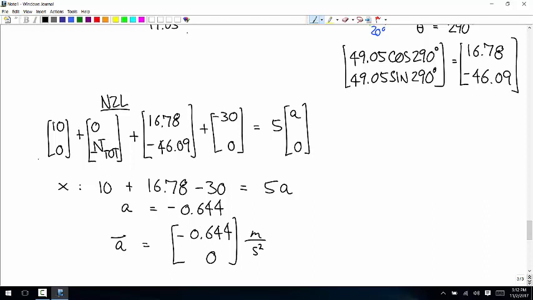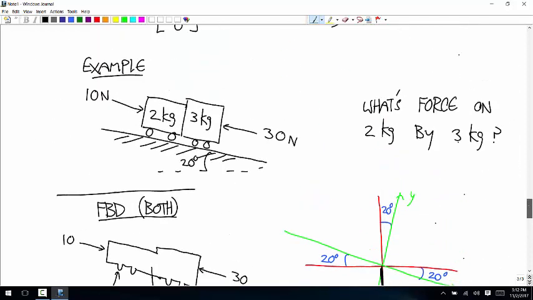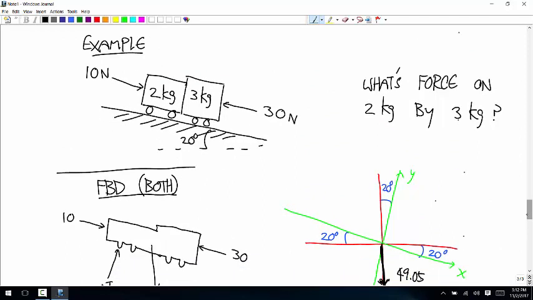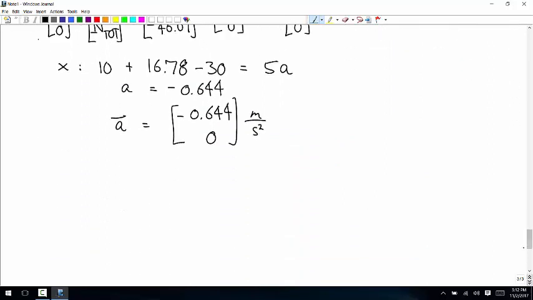And now we can isolate the individual carts. And in this one, it doesn't matter which one we isolate. We're looking for a force on the 2 kilogram. But we could just as easily calculate the force on the 3 by the 2 and then use Newton's third law. But I guess let's isolate the 2 kilogram, since that's the force we're looking for.